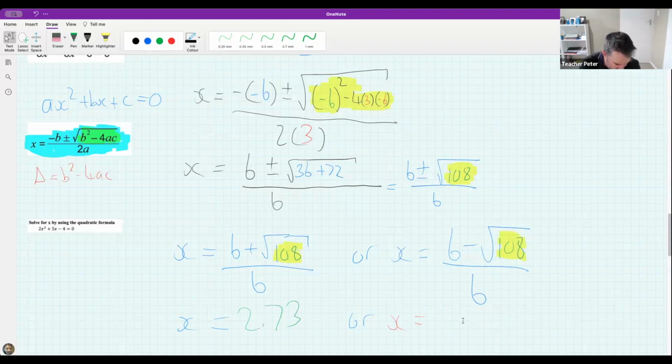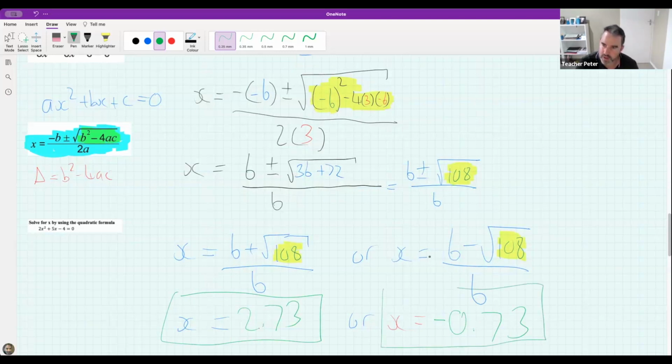And what is my other answer? Obviously my calculator did something weird. 6 minus square root 108, and then divided by 6, I get... Did anybody get minus 0.73? Okay, ladies and gentlemen, we have got our answers. This is a good feeling, isn't it?